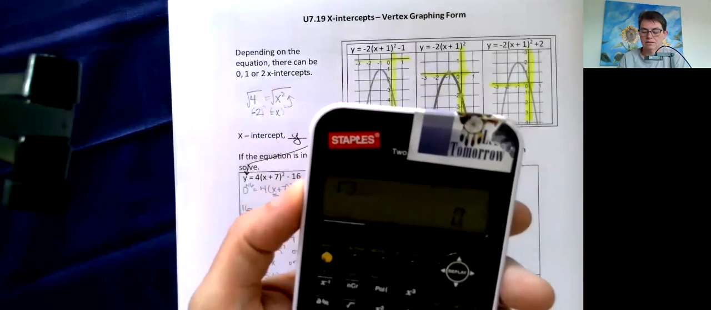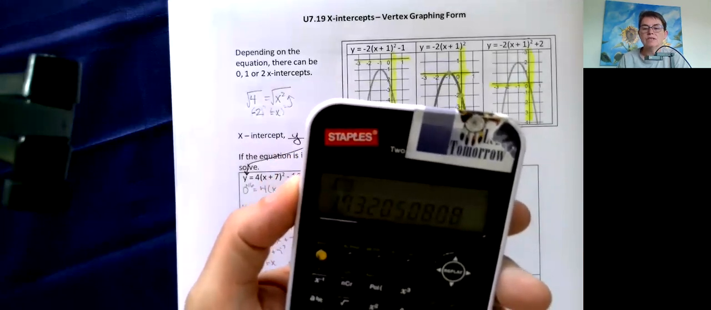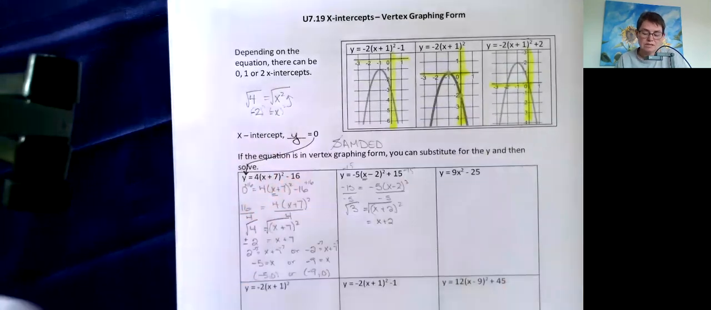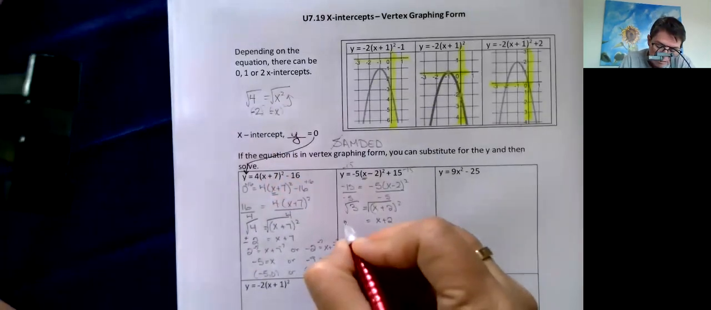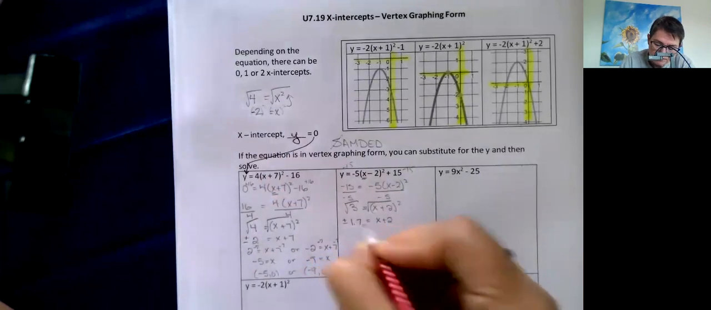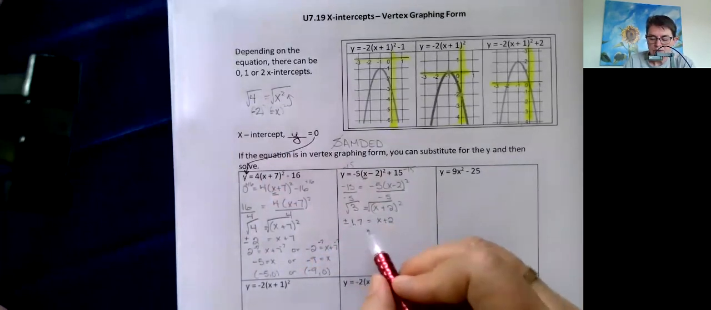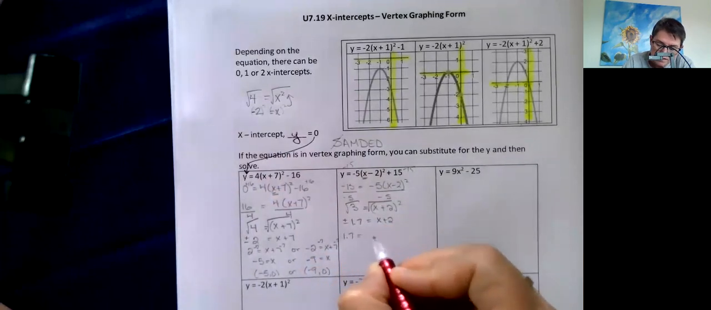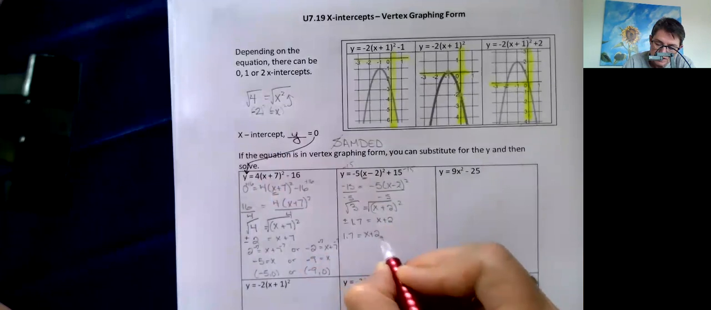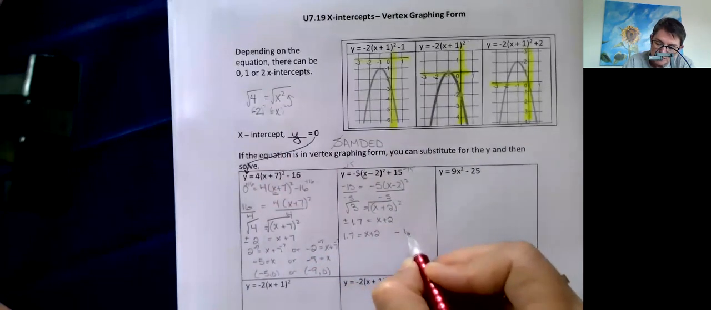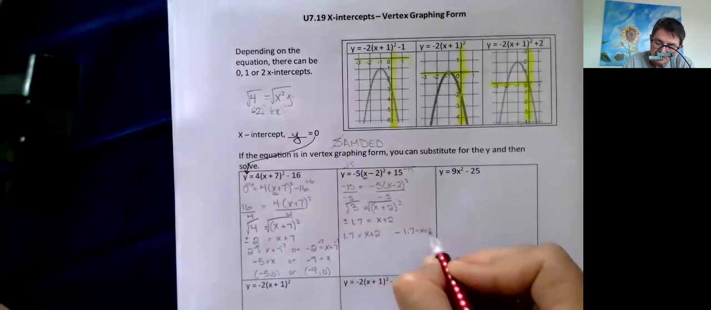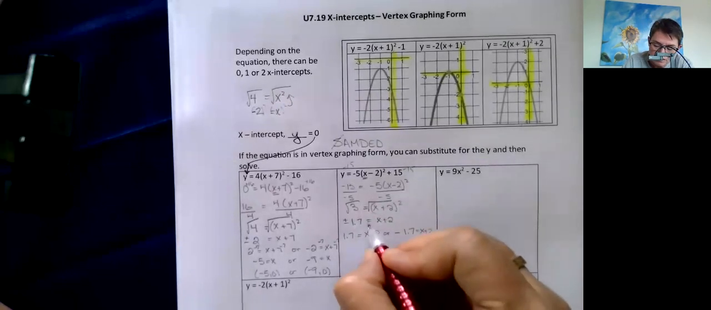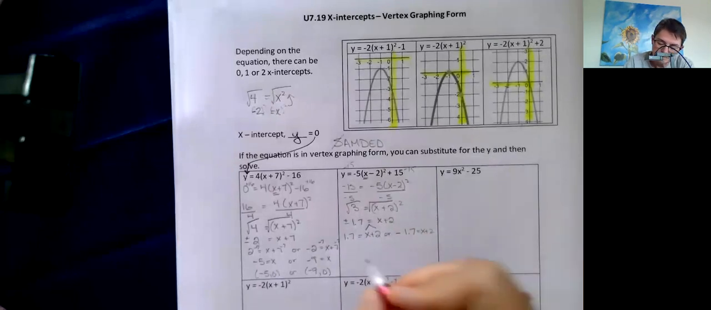Okay, so it's 1.73. Because we're talking about graphing, 1 decimal place is more than enough. So 1.7. So I go plus or minus 1.7. Once you do that, you have the plus minus. That's when you do your split. So 1.7 is equal to x plus 2, and minus 1.7 is equal to x plus 2. I don't care whether you write the 'or' in there, but that's when the split happens.